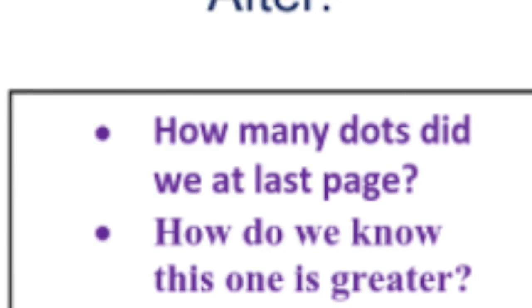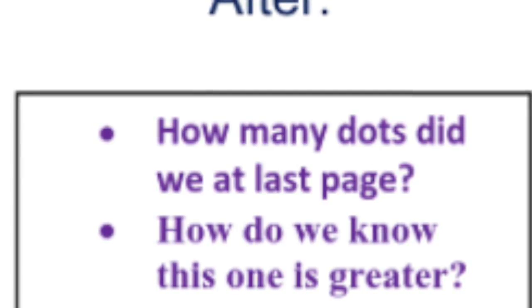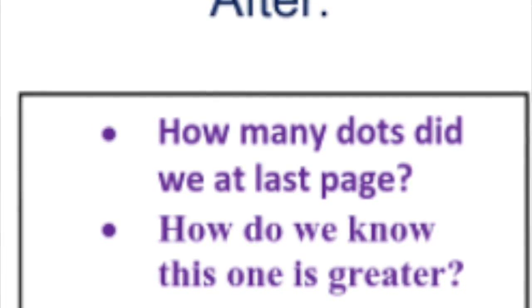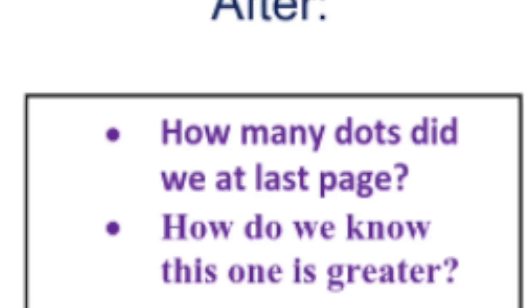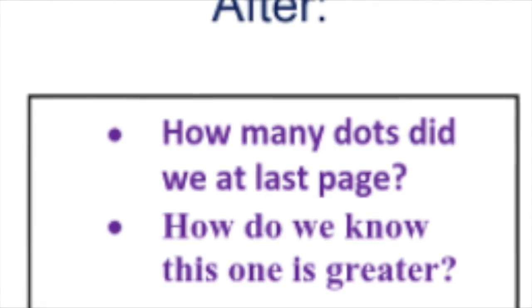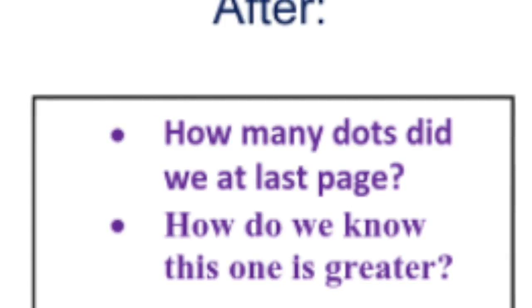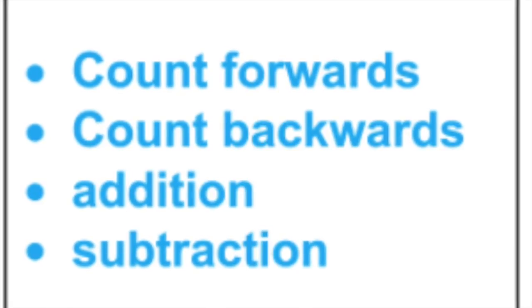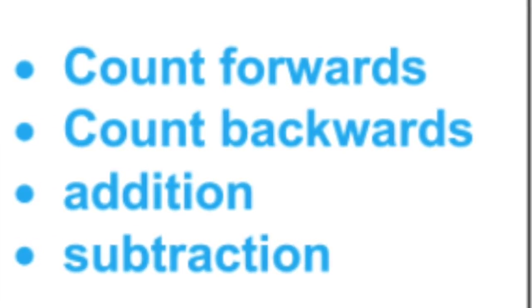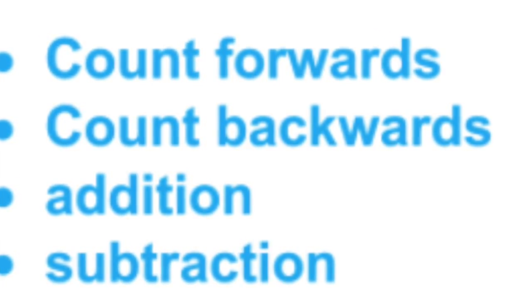After reading the book, the teacher will assess the students summatively by asking some questions like how many dots did we see on the last page? How do we know that one is greater than the first page? By this, the students will know how to count 1 to 10 with the help of the visuals and also by counting the dots on the visuals. Students will learn the math vocabulary such as count, forward, backwards, addition, subtraction during the game.